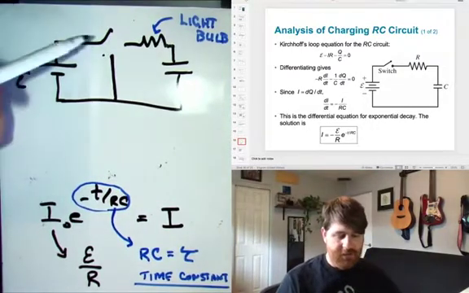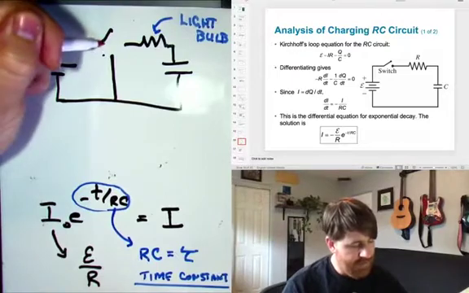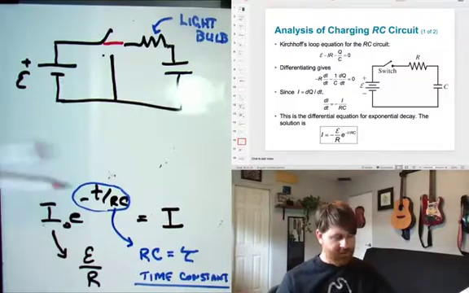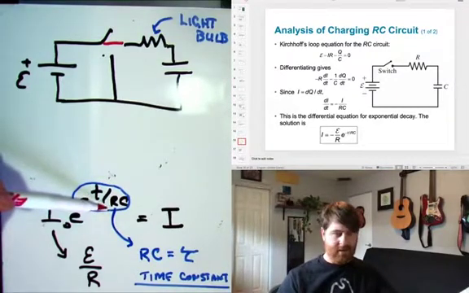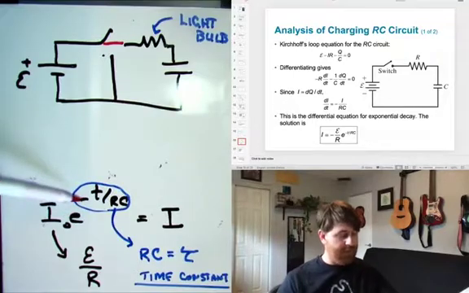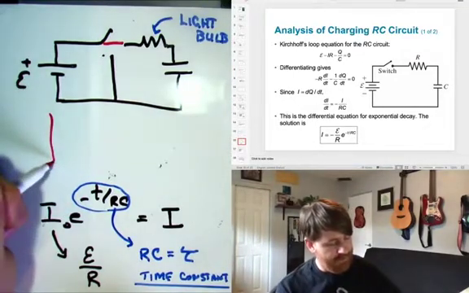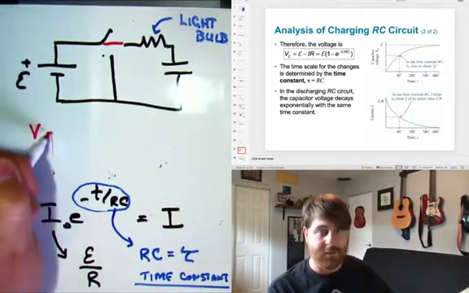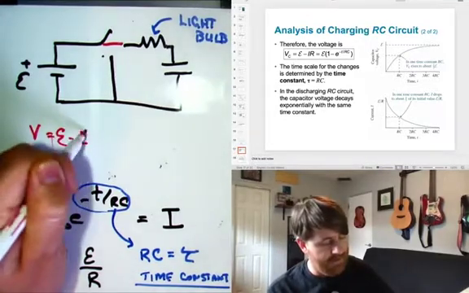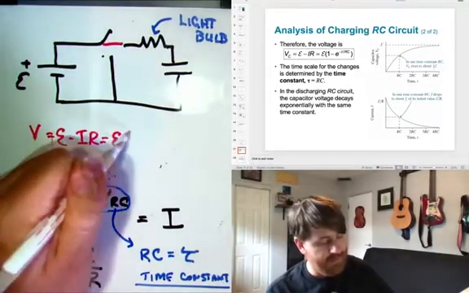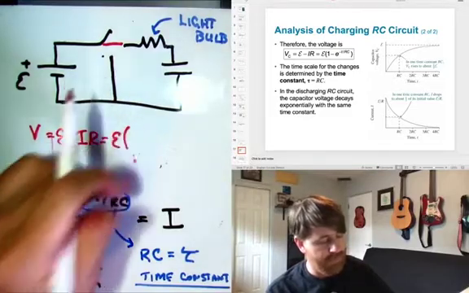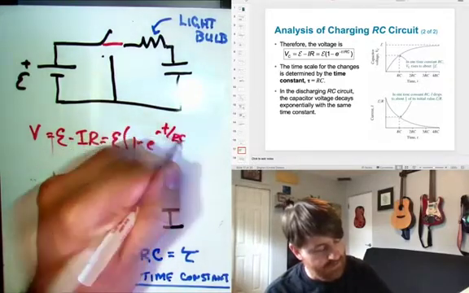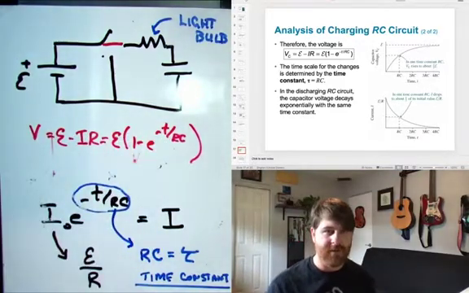So we close the switch, and it takes some amount of time for the capacitor to charge. And if we wait a long time compared to R times C, then this will be almost fully charged. In other words, well, let's go one step further here. Take a look. The voltage is equal to E minus IR, which means it's E times 1 minus e to the minus t over RC. We got the current, and here's the voltage.